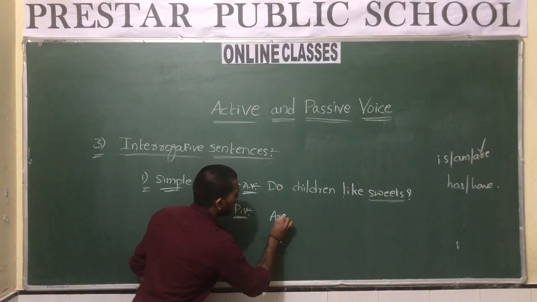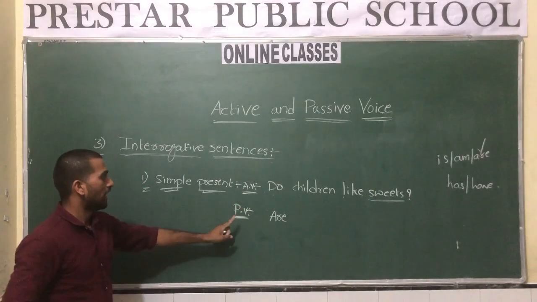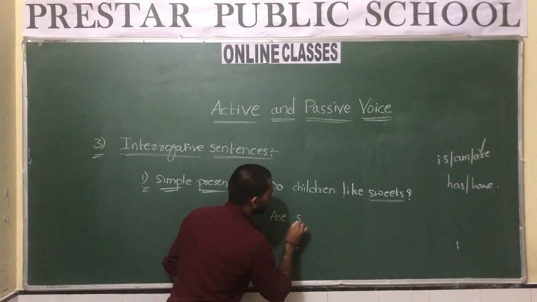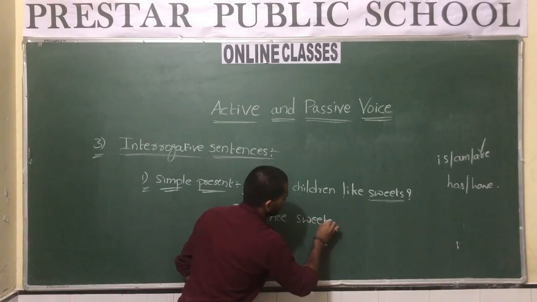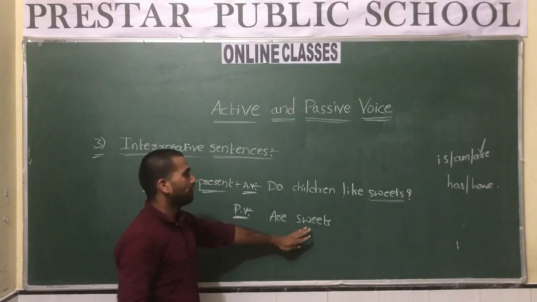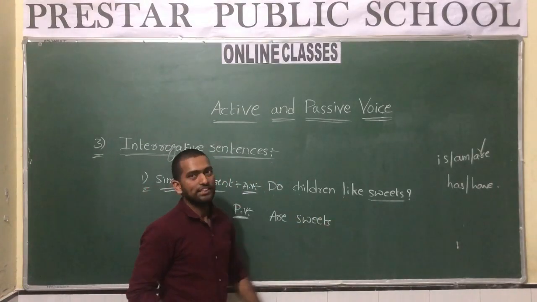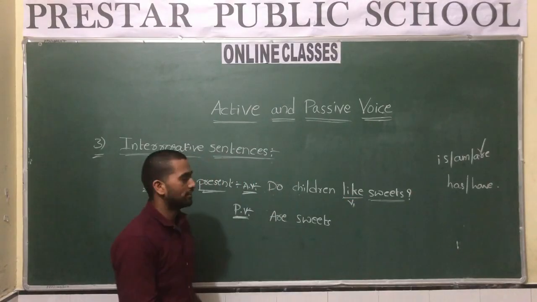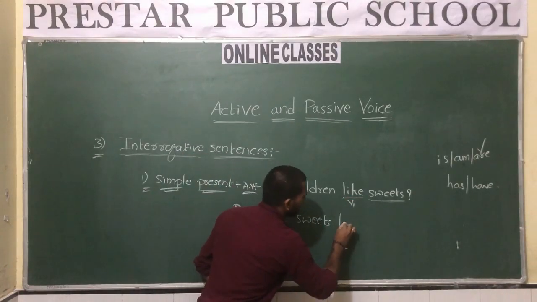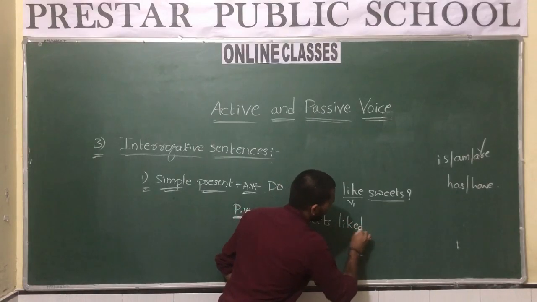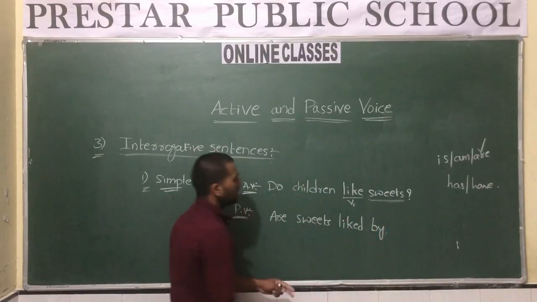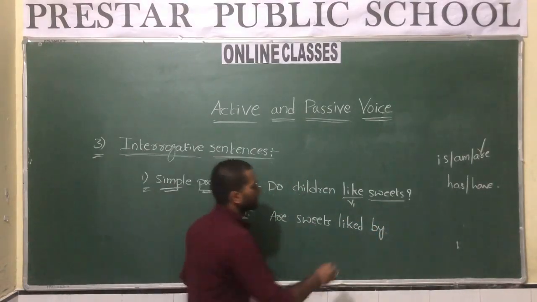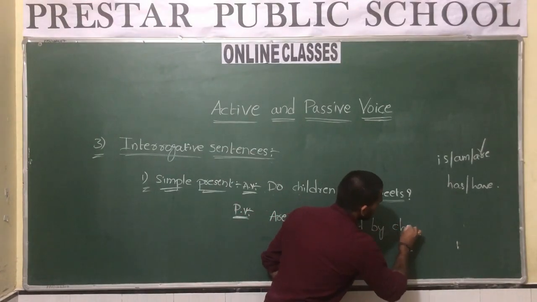So what is the passive voice for this sentence? Are sweets, and after the object we use the third form of the verb given in the active voice sentence. So are sweets liked by, what is the subject here? Children. Are sweets liked by children?